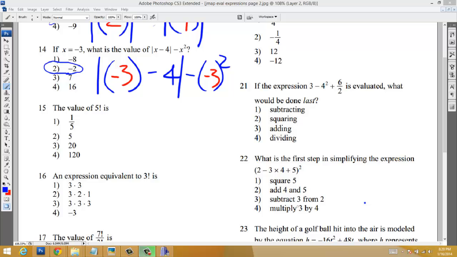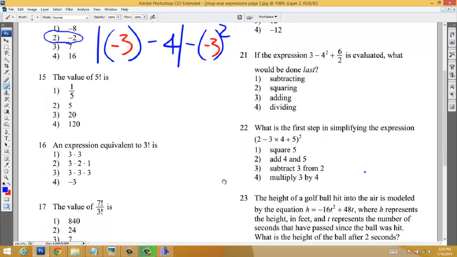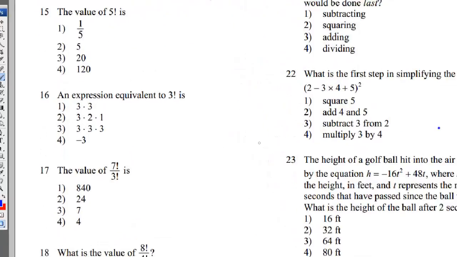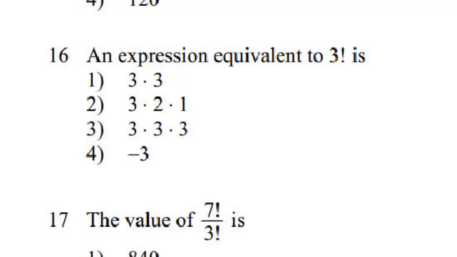Questions 15 through 19 all involve factorials. So what is a factorial and how does it work? Instead of going to 15, let's start with question 16, and then we'll go back to 15. So I can see that number 16 says, an expression equivalent to 3 factorial is what?